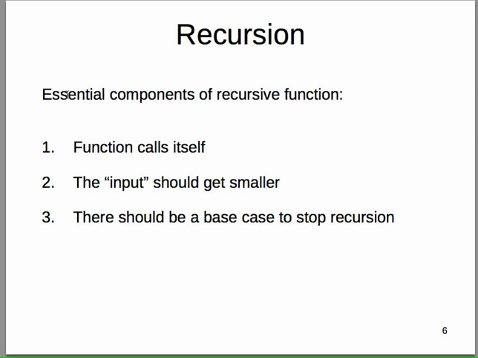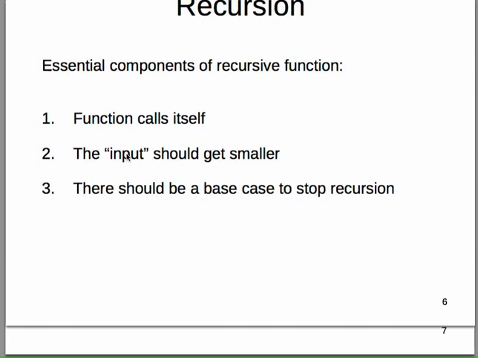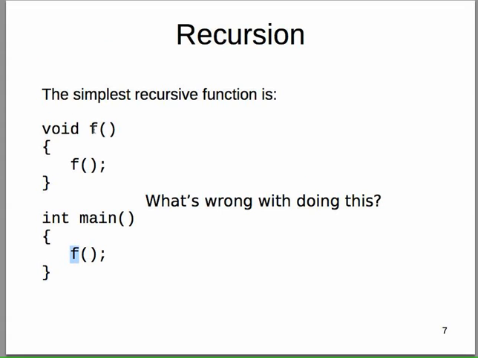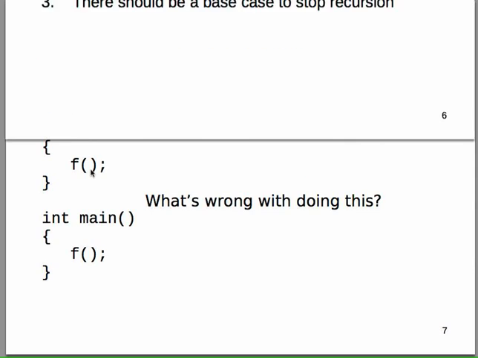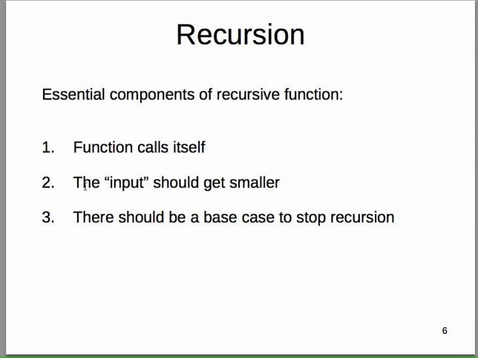and remind you the essential components of recursive functions. One, the function calls itself, and so there we succeeded. We did have a function f that calls itself, and we saw that this actually does work, but what's wrong with doing this is that it doesn't actually do anything useful. And the way you can get a recursive function to do something useful is, basically, you want the recursion to stop. You should work on some input problem size, and that input problem size should get smaller every time the function calls itself.